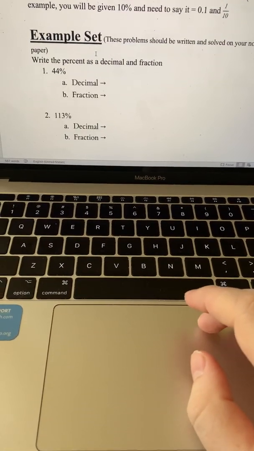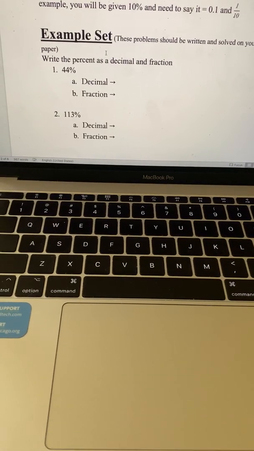Okay, our directions: write the percent as a decimal and a fraction. Our first one is 44%. So this is our example. Number 1 is 44%. I need to write that as both a fraction and as a decimal. We can go in either order. I think it's easiest to probably write it as a fraction first. So 44% as a fraction.